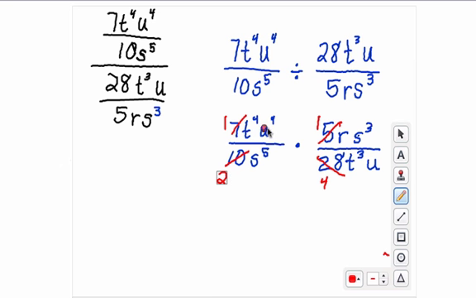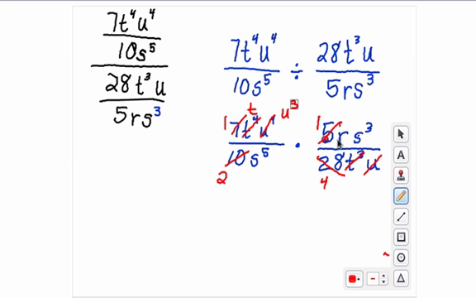So we start dealing with the variables. Let's start up here with the t's. We have t to the 4th up here, and we have a t to the 3rd. So we can take 3 of those t's away, and that leaves you with 1 t. I like to rewrite it so that I don't skip it or miss it. And then let's see, u to the 4th. I've got 1 u down here, so we can take that 1 u away from the 4 we had, so now you're going to have 3. You're going to subtract the exponents.